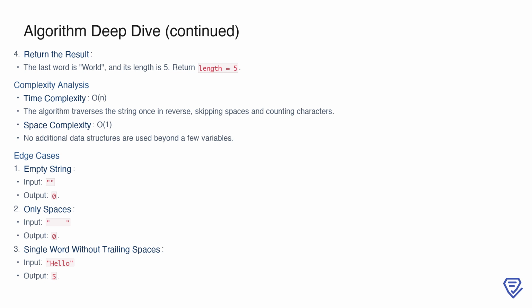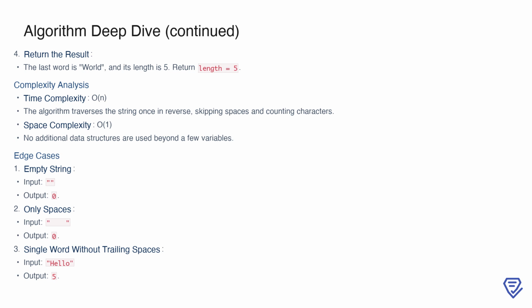The time complexity is O(n), as we traverse the string at most once in reverse. This includes skipping trailing spaces and counting the characters of the last word. The space complexity is O(1), as we only use a few variables and no additional data structures.